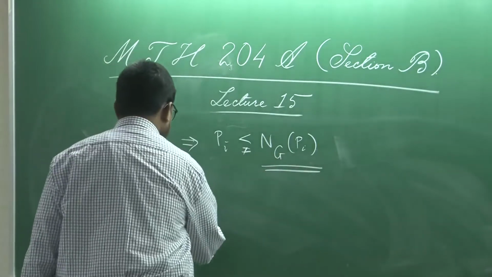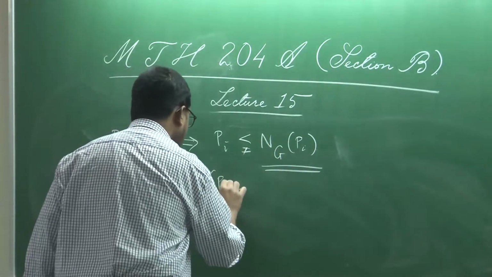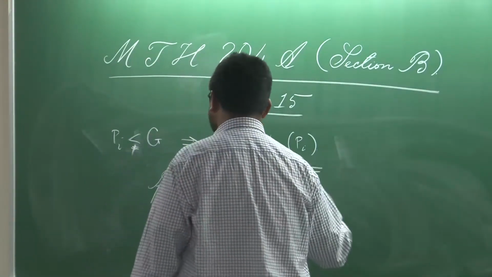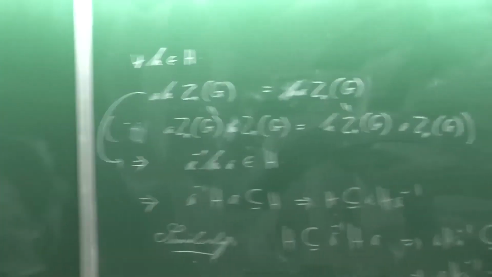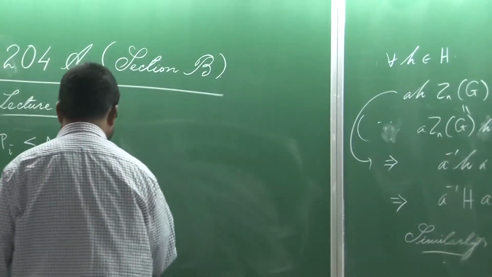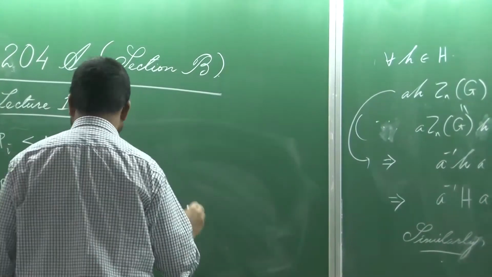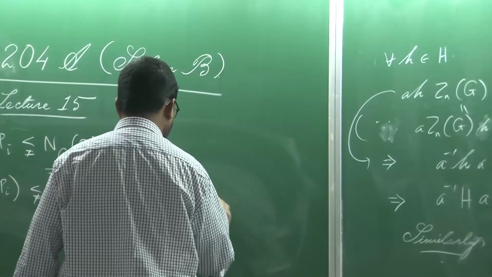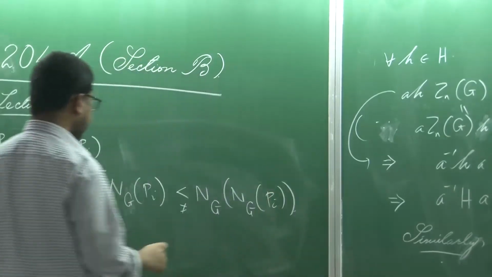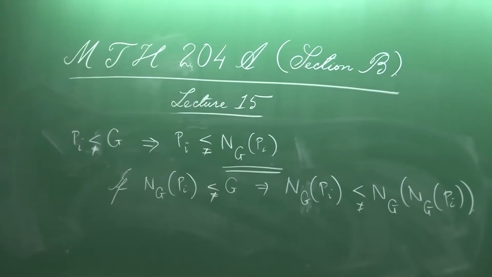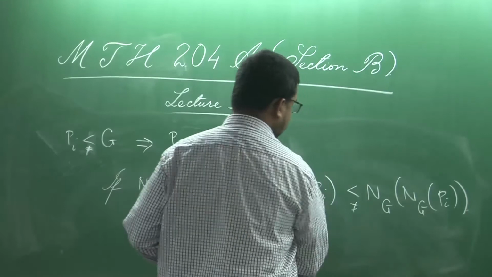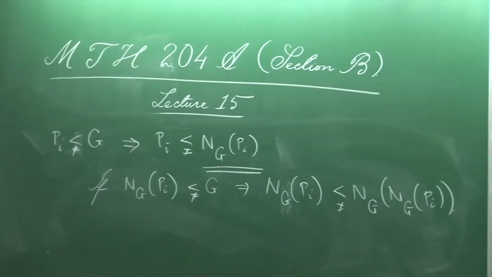If not, then again by the second condition, this is a proper subgroup, therefore it must be a proper subgroup of its normalizer. Okay. But let me tell you that this is not fine because of the following.